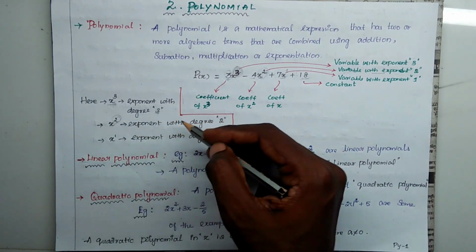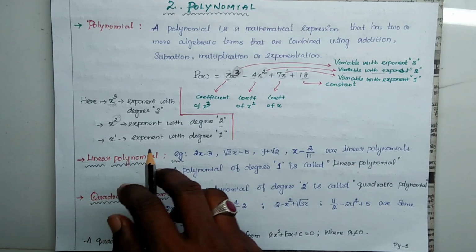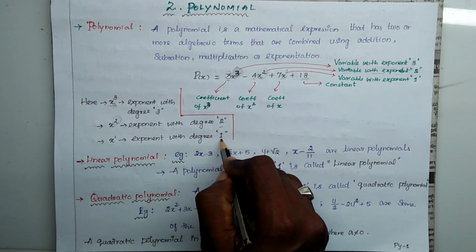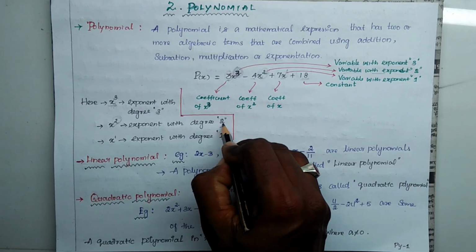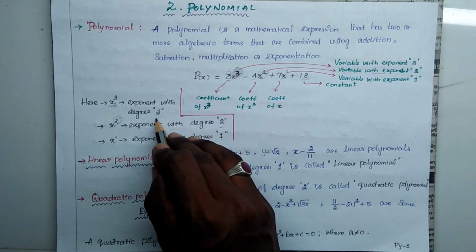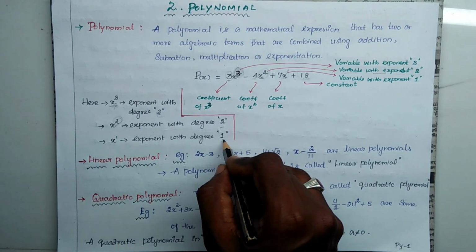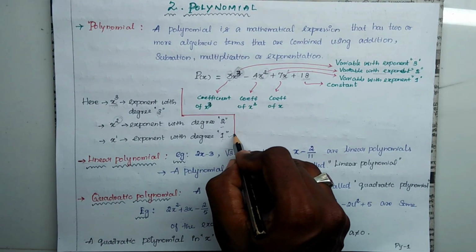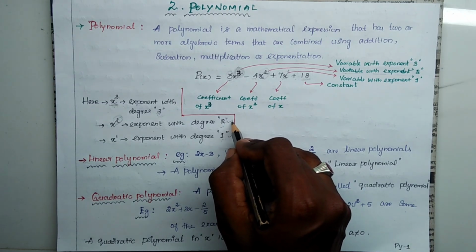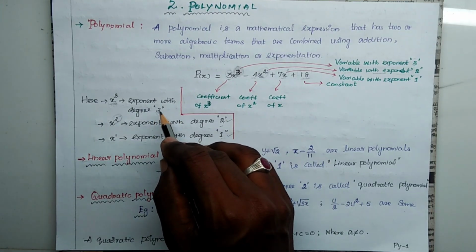Now this polynomial is classified into 3 types. The first one is the linear polynomial. A linear polynomial has degree 1, a quadratic has degree 2, and one having degree 3 is called a cubic polynomial. So if the degree of the variable is 1, it is called a linear polynomial. If the degree is 2, it is called a quadratic polynomial, and if the degree is 3, it is called a cubic polynomial.